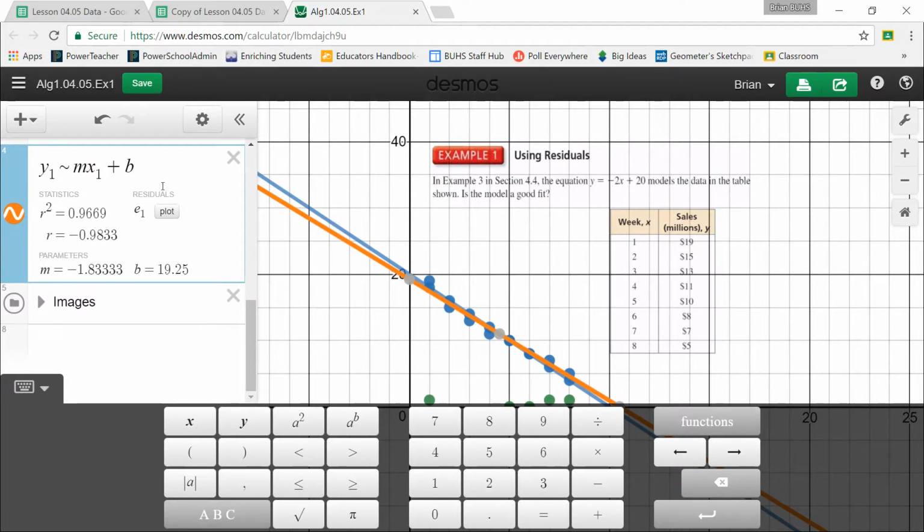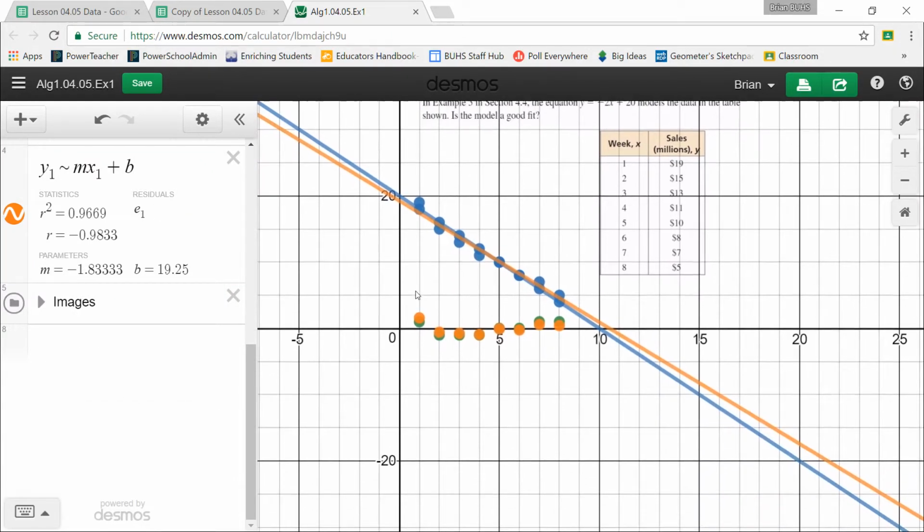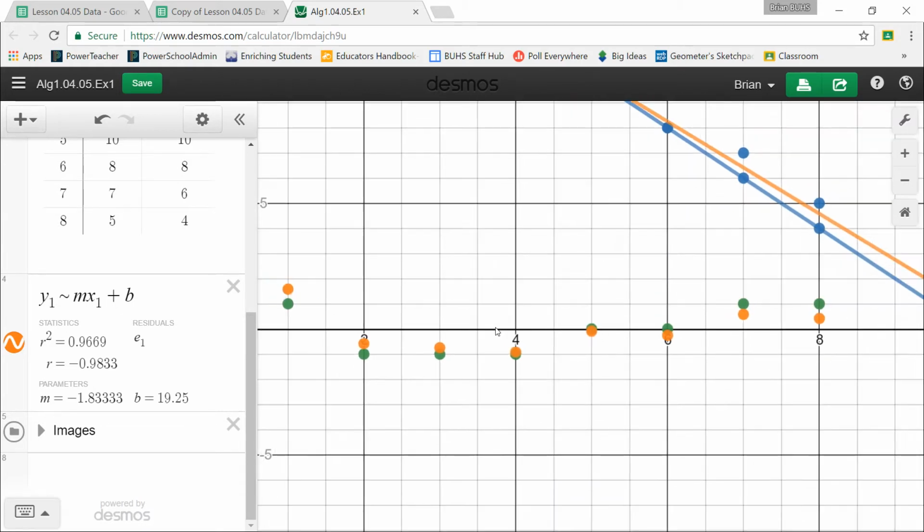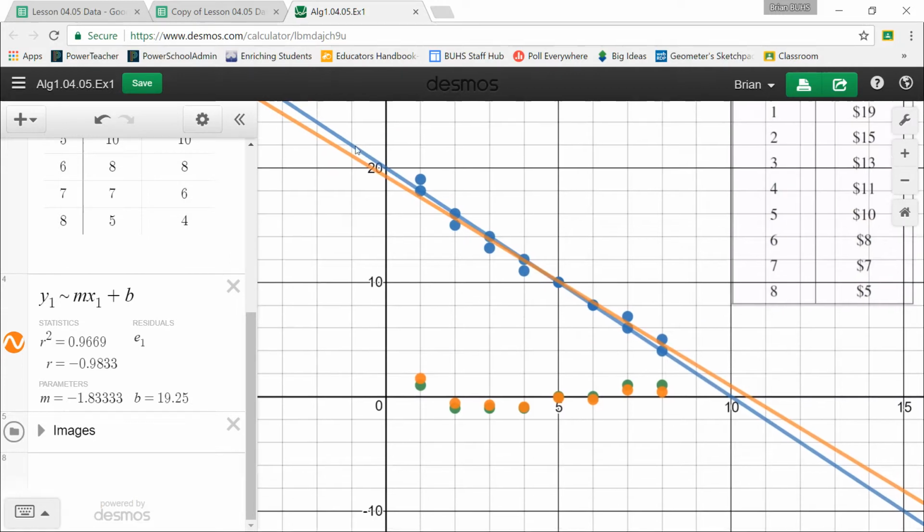But guys, notice, what do I see in this information panel here that might help me out? Notice it says residuals right there, and it's got a button. Let's click plot. And what it does is it actually plotted in orange all of my residuals. And actually, this one was worse than the other function we had, but every other one is closer to the x-axis than the corresponding green dot. And that means that this orange line is actually better than the blue line that we had.